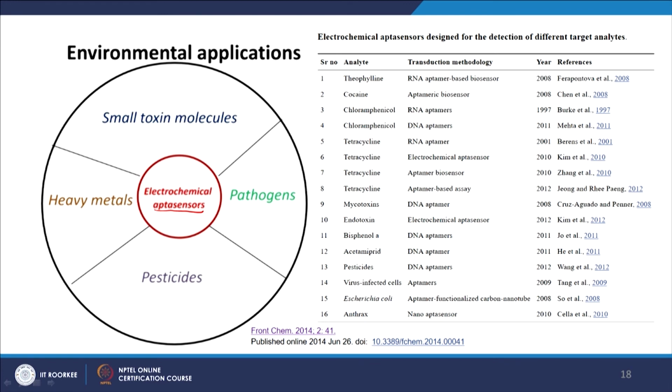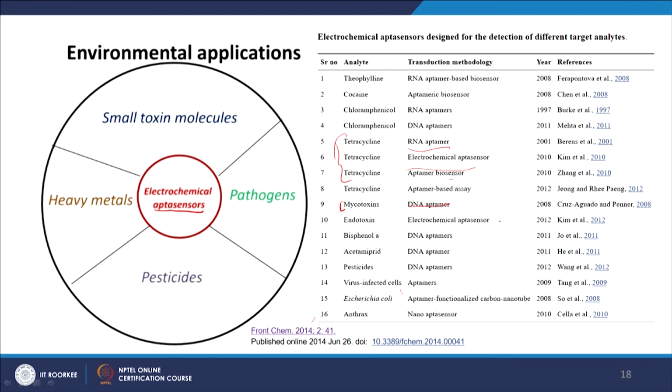So these are your biosensors, and here is a list from a paper published in 2014 of different analytes for which we have very good aptamer based sensors. For theophylline we have an RNA based biosensor, for cocaine again an aptamer based biosensor, for chloramphenicol RNA and DNA based aptamers. For tetracycline, again an antibiotic, we have both RNA based, electrochemical based and aptamer based biosensors, and for mycotoxins, which are fungal toxins, we have DNA aptamer based sensors.